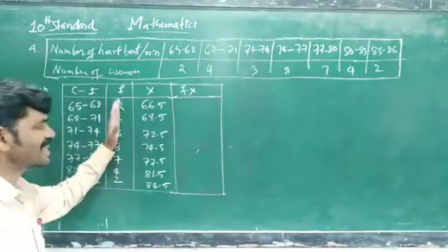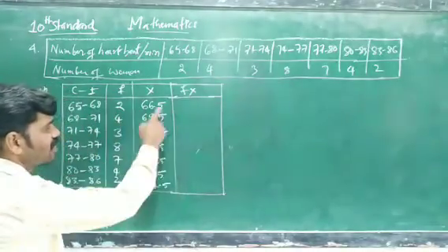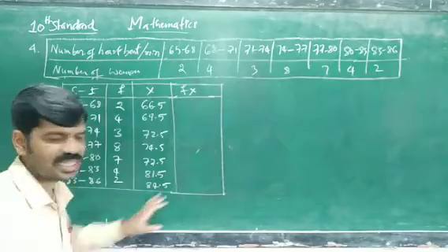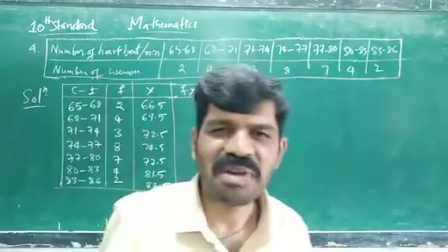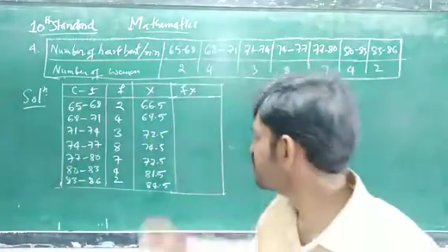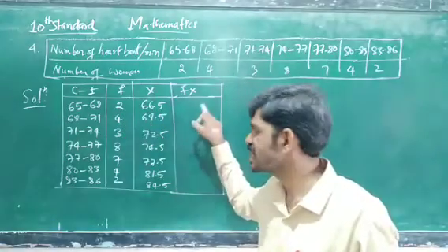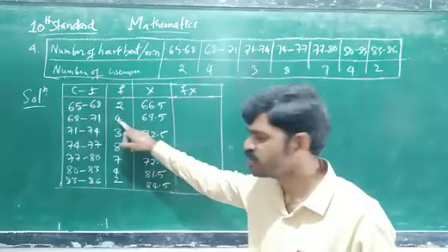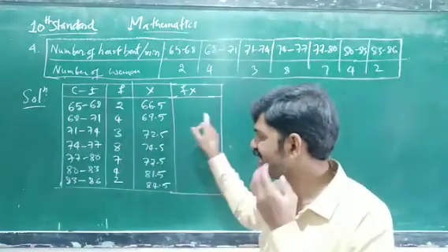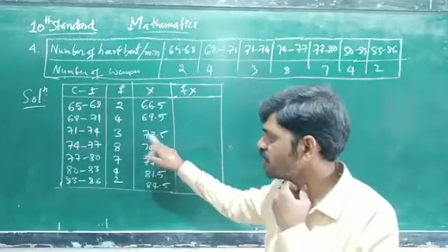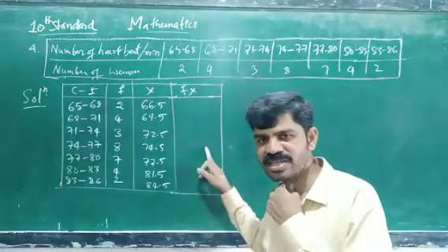So f into x, that is fx, we have to multiply and obtain this. It will take much time for multiplication. See, multiplying 66.5 by 2, we will get the answer here. Multiplication of 69.5 into 4, we will get the answer here. Multiplication of 72.5 by 3, we will get the answer here.